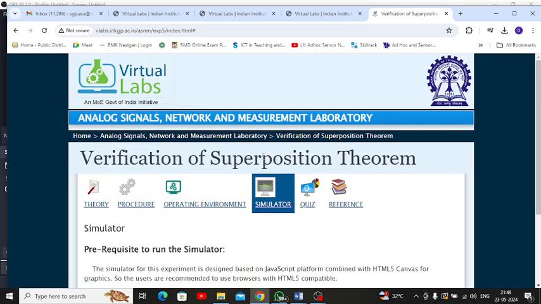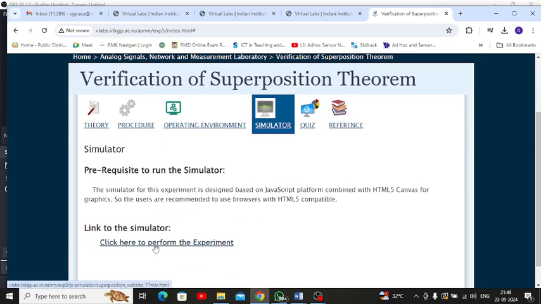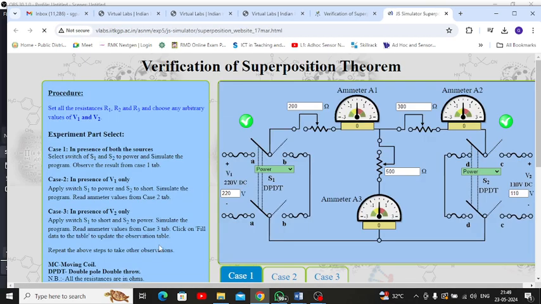Now let us get into the simulation part. For this we should enable the JavaScript platform so that the HTML code can run on our system. This is the circuit diagram. For example, I can consider this resistance as 220 ohm, this one as 220 ohm, and the other as 100 ohm. Let me keep this supply voltage as 10 volt and this supply voltage as 5 volt, as in the experiment we did in our lab sessions.